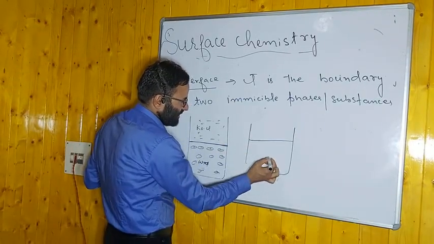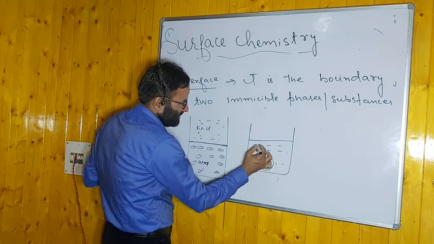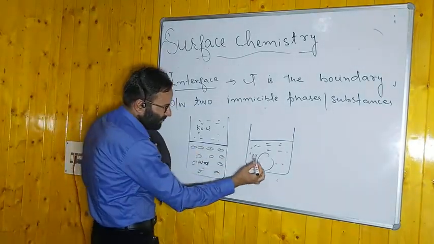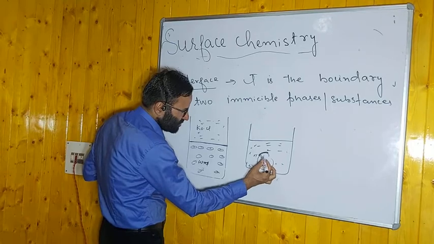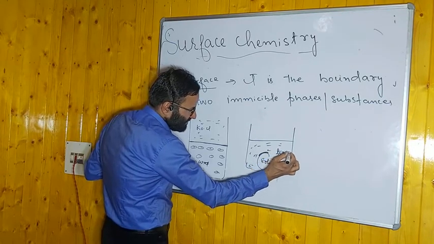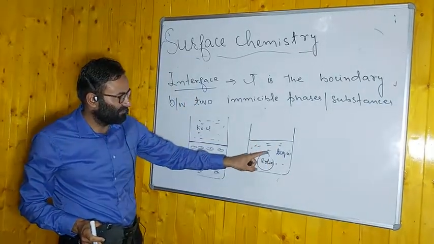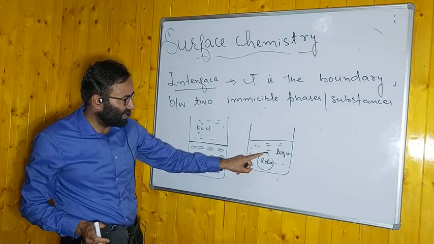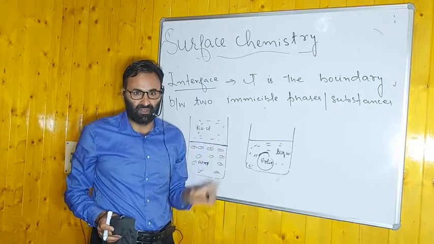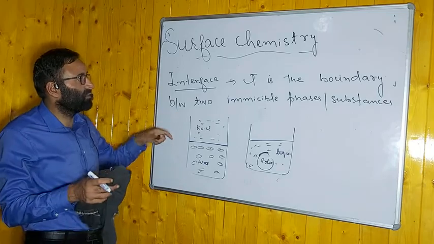Or, for example, if you have stone in water, if you have sand particle in water, stone and water, they are immiscible. There will be a boundary between these two. Stone, that is solid, and we have the water, that is liquid. Between these two immiscible phases, there will be a wall, a boundary. That boundary between the two immiscible phases is known as interface. Remember this point.